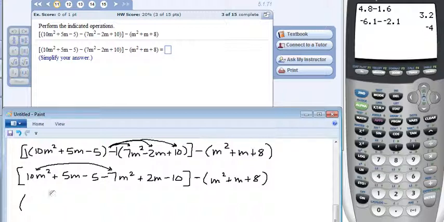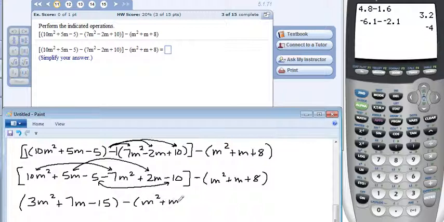10 minus 7 is 3, so I've got 3m squareds. Let's do the m terms next. I've got a positive 5 and a positive 2 for positive 7. And then I've got numbers. Numbers are always alike, correct? I've got negative 5 and a negative 10 for negative 15. Okay.